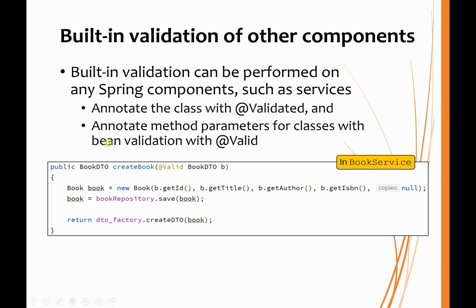And here's an example. In book service, we're saying that when we call the createBook method, the bookDTO object must be valid. And by putting @Validated in front of the class declaration, this validation will be done. There's a lot more to this that needs to be considered. For example, having detected the validation, how do we report it? And that will be the subject of our next video.